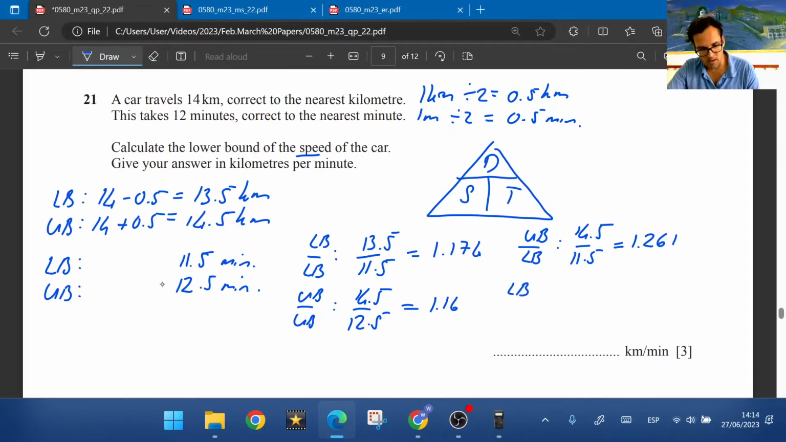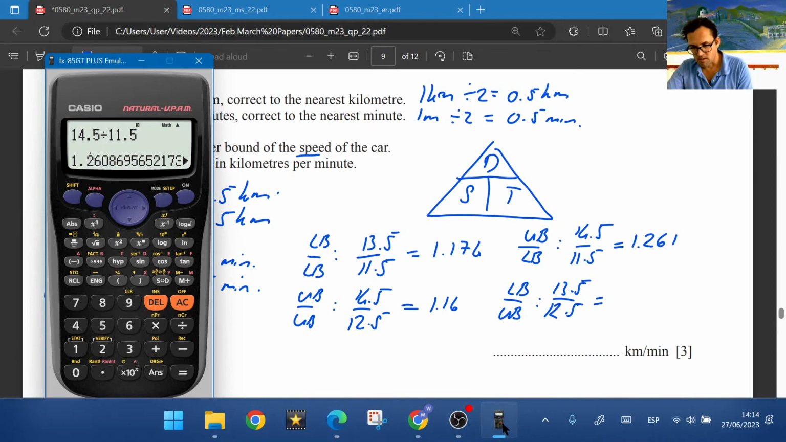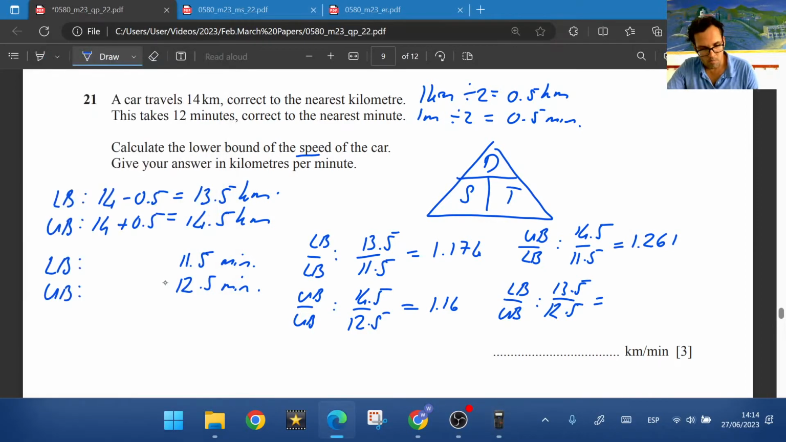Let's swap that around: the lower bound divided by the upper bound. So we take the smallest one there, 13.5, divided by the biggest one there. So 13.5 divided by 12.5 is 1.08. So which one is the smallest answer? This one, definitely.